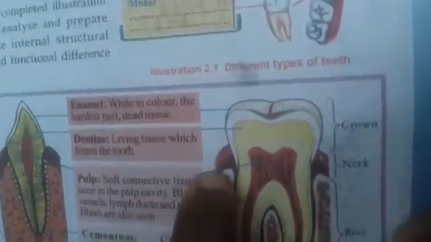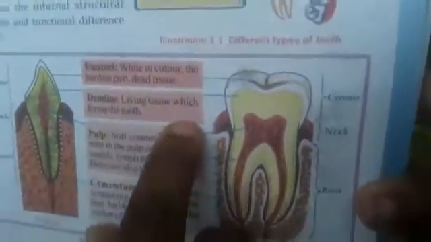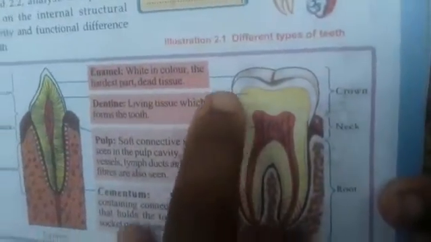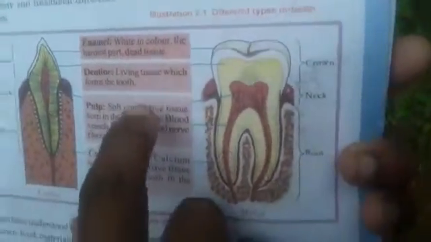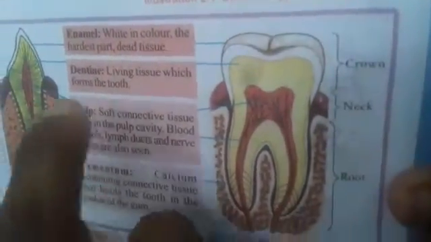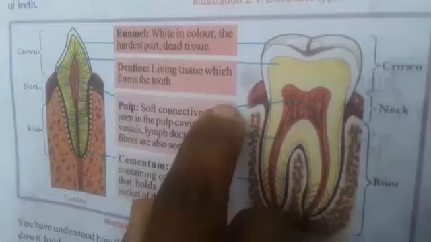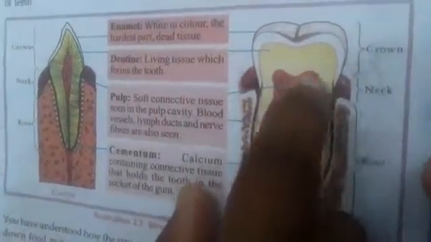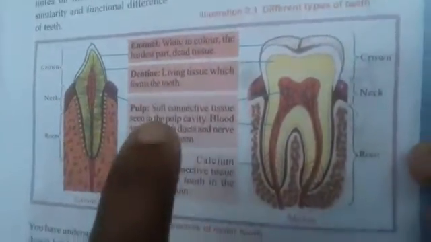Then the second part is dentine. Dentine is softer than enamel because less calcium is present in the dentine. But this is the living tissue of a tooth.